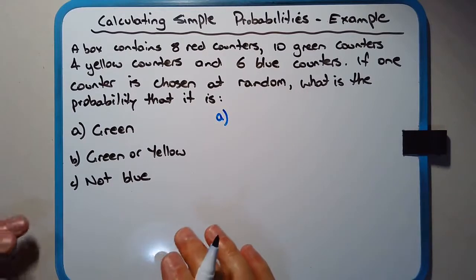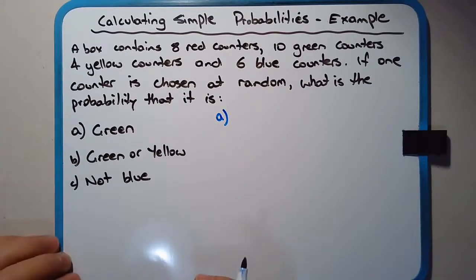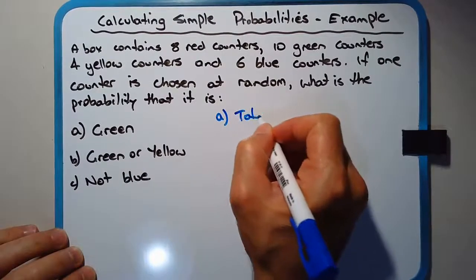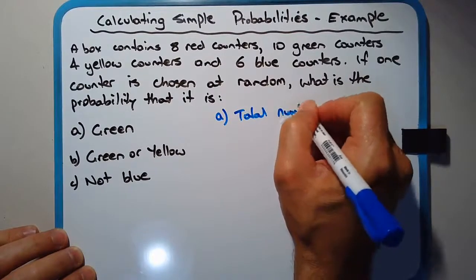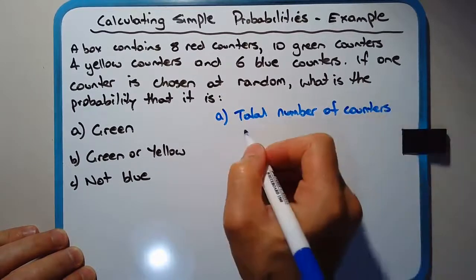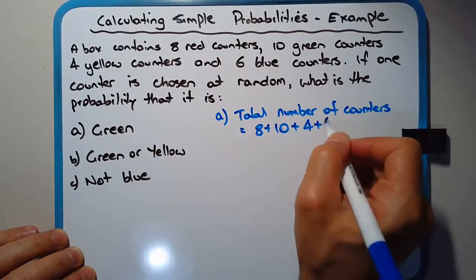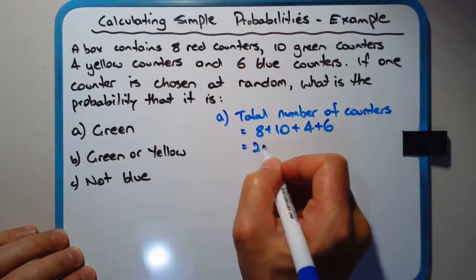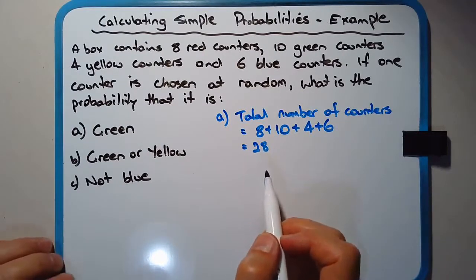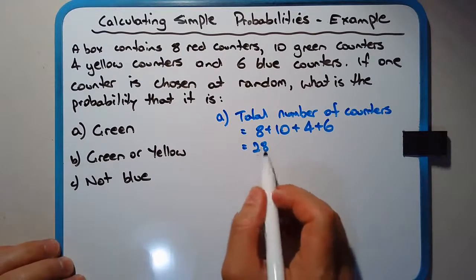Okay, so let's start off then with part A. And the first thing that we need, something that's going to assist us in all three parts, is the total number of counters. So let's work that out first. Okay, total. So that's 8 plus 10 plus 4 plus 6, which is equal to 28. Okay, so this number is very important because it'll be the denominator of basically all the answers that we're going to come up with, in fact, because it's out of 28 counters.